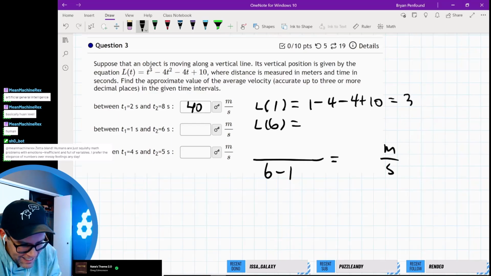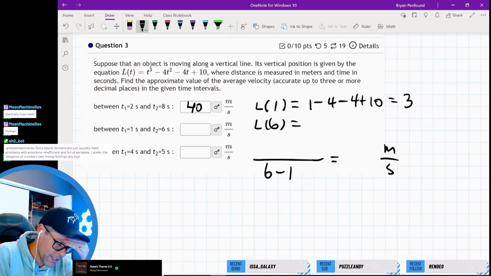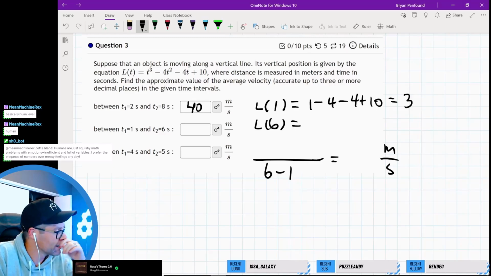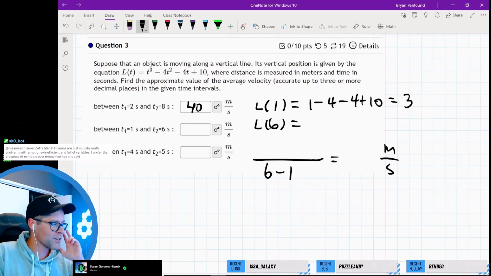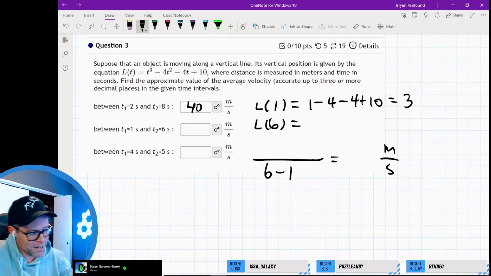What? Is 10 take away 8 plus 1 3? 11 take away 8 is 3, right? Oh, artificial general intelligence. Okay. I like that. Humans are just squishy math problems with emotions. Squishy math problems with emotions.